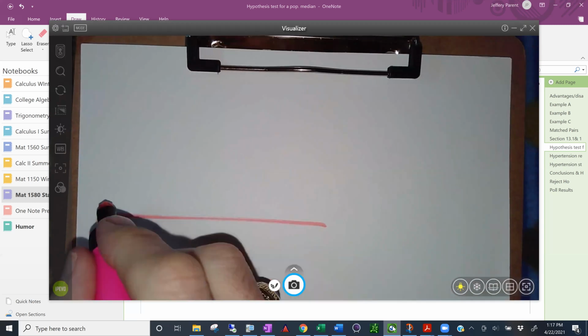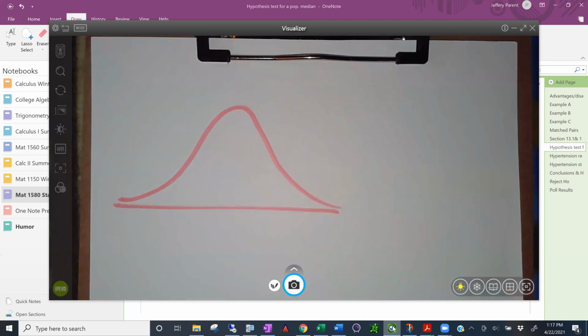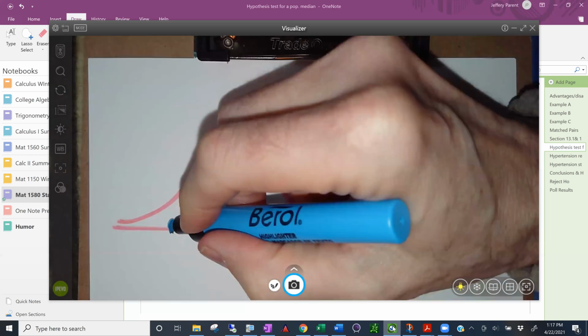We're going to be basing things off of a normal distribution, and we're going to calculate a test statistic. And we're going to compare that test statistic to specific values. Now, what we want to do is set up a rejection region and a fail to reject region.